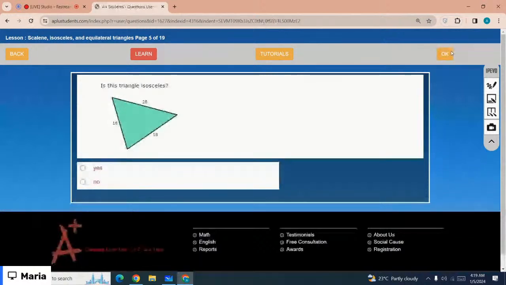Okay, the next one is, is this triangle isosceles? Which is the correct option? Yes or no? You are given the side lengths of the triangle are 20, 18, and 16. All the side lengths are different. So, which is the correct option?